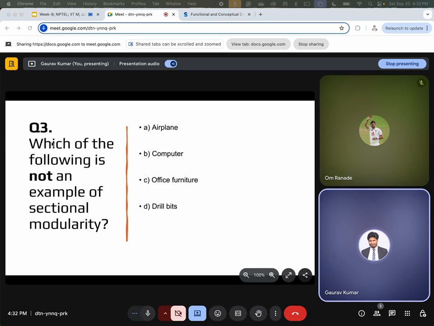Question number 3: which of the following is not an example of sectional modularity? Is it airplane, computer, office furniture, or drill bits? What will be the right answer? Which of the following is not an example of sectional modularity?